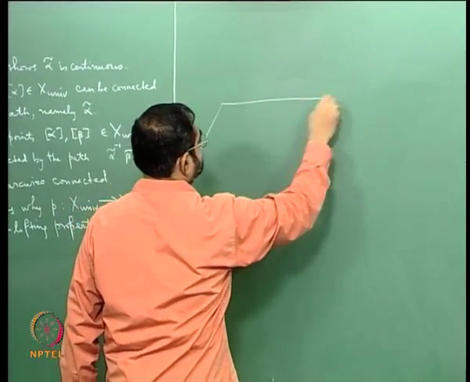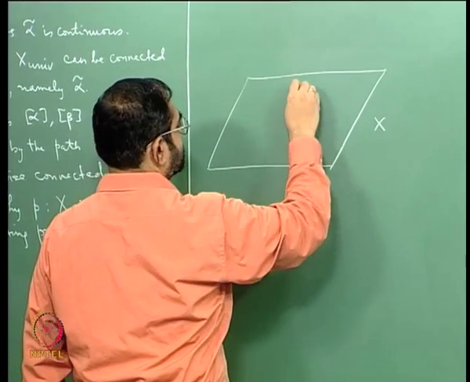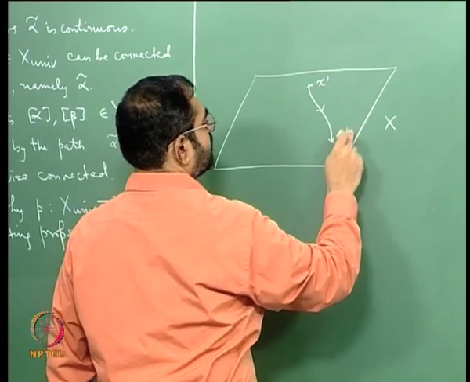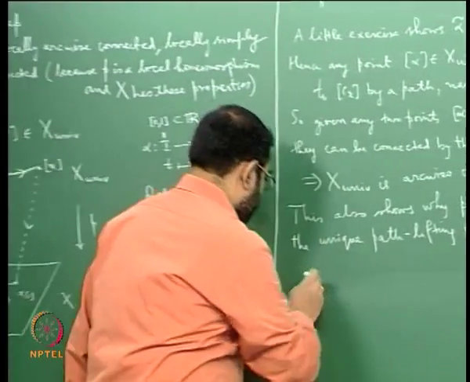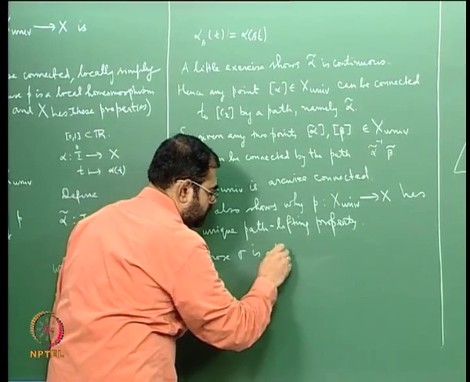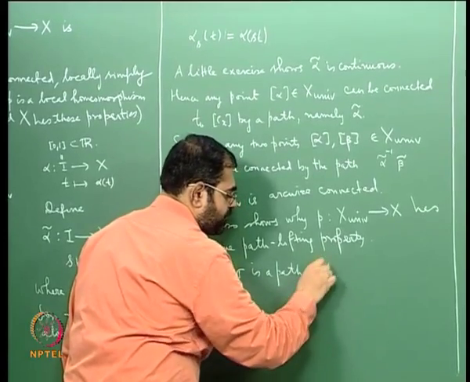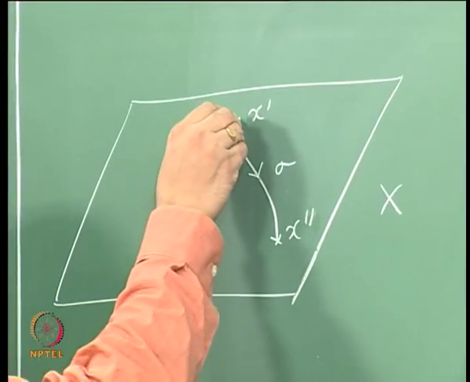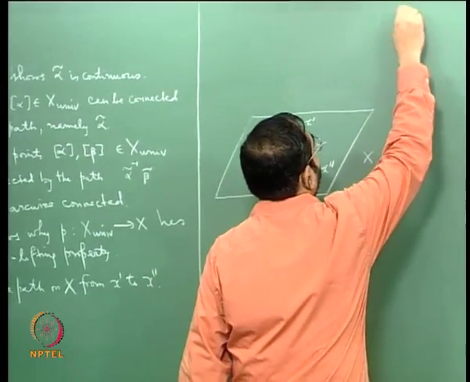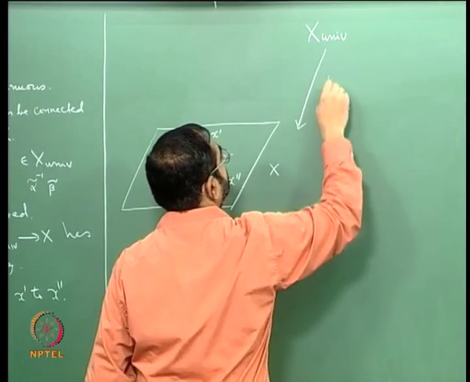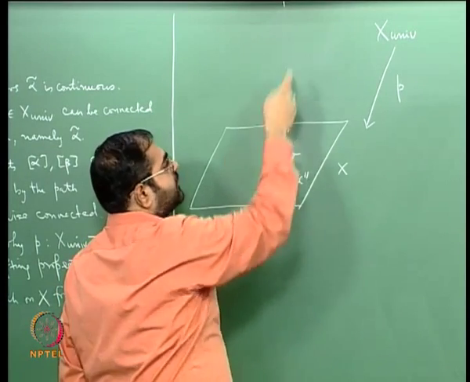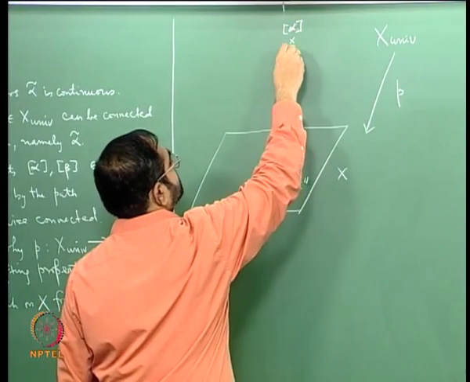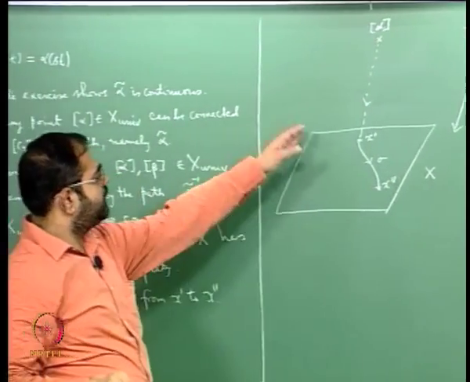So here is my X, and suppose I am given a path from a point, let us say X prime, to another point X double prime. Let me call this path sigma. Suppose sigma is a path on capital X from X prime to X double prime. So what is the path lifting property? Give me a path below and give me a point above, the initial point. So I'm given an alpha which goes to this X prime, and I have to show that there is a lift of this path.